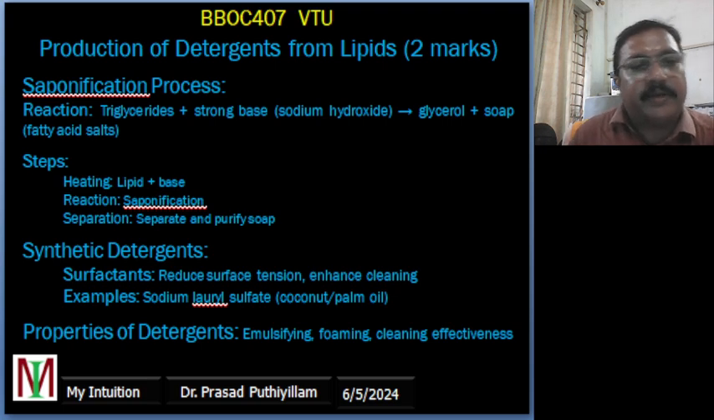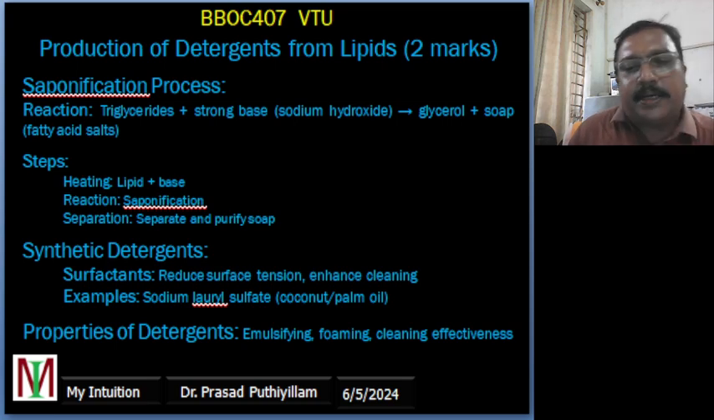So the reaction which is given here: triglycerides react with a strong base like sodium hydroxide to produce the glycerol as well as the fatty acid salts. The fatty acid salts we call as the soap. In the first step, the lipid feedstock is heated and mixed with a base material, mainly sodium hydroxide. The reaction takes place in which the mixture undergoes saponification, breaking down the triglycerides into glycerol and soap. In the third step, that is separation, soap is separated from the glycerol and it is then purified.